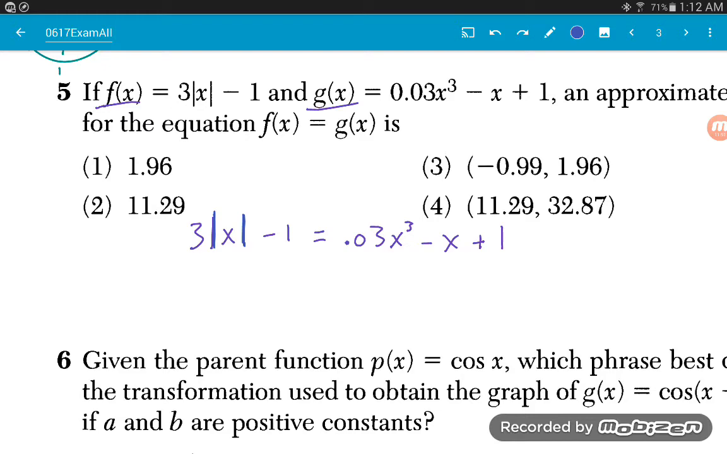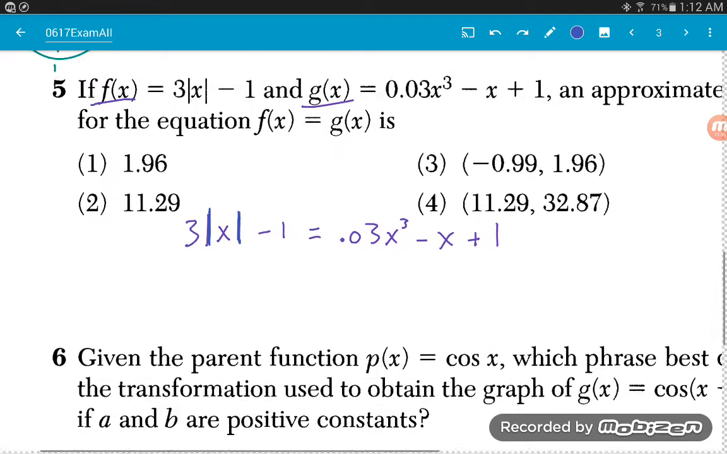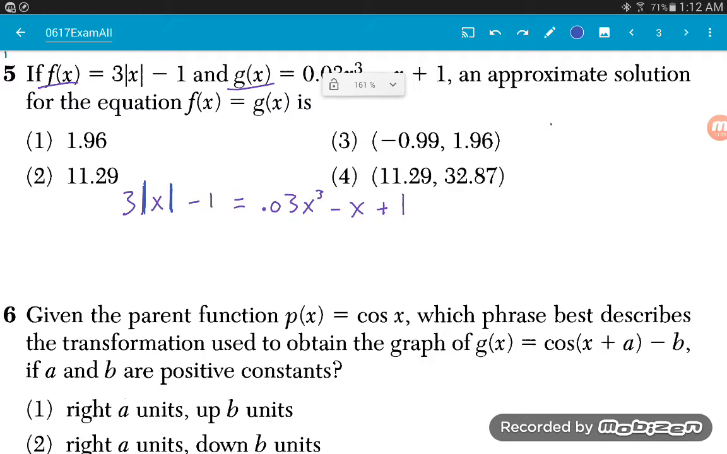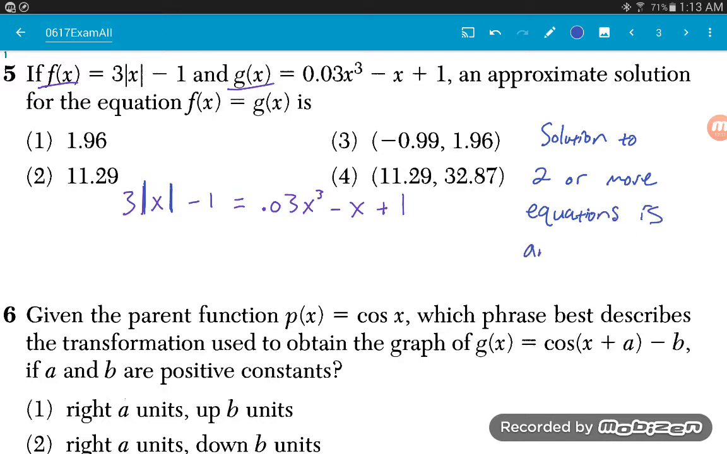One thing that we can do, though, is we can graph both equations and we can look for their intersection point. You need to remember that a solution to two or more equations is an intersection point.